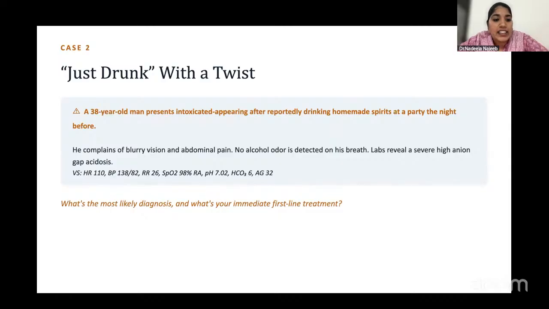Vital signs: heart rate is 110 per minute, BP is 138 by 82, respiratory rate is 26, saturating at 98% on room air. pH is 7.02, bicarb is 6, anion gap is 32. What is the most likely diagnosis here? And what's your immediate first-line treatment?